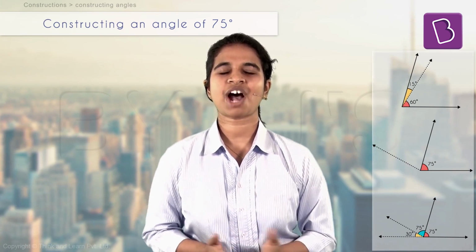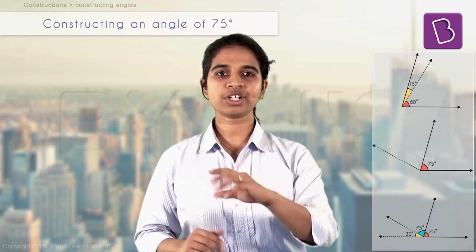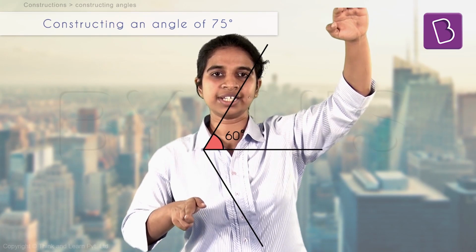How will you construct it if you used 60 plus 15? I'll just show you the diagram without going through the construction. You'll first construct an angle of 60 degrees. Now you know how to do it. Then what will you do? You'll turn this ray to make it horizontal. You'll construct another angle of 60 degrees.